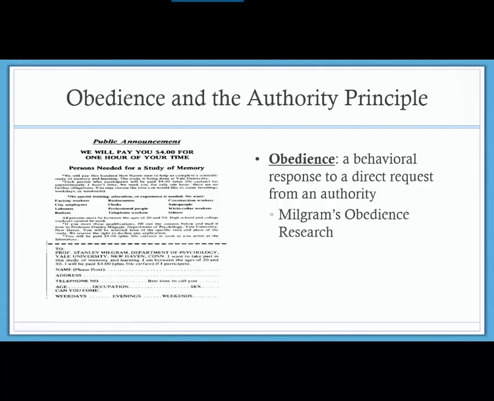So when we think of obedience, a very significant experiment was done in order to understand why people obey authority, or to what extent people will obey authority. And that is Stanley Milgram's obedience research. And you see here on the slide, this is actually a flyer for one of his iterations of that experiment. You could see how it was advertised as a study of memory, and that you would get paid for 1 hour of your time.